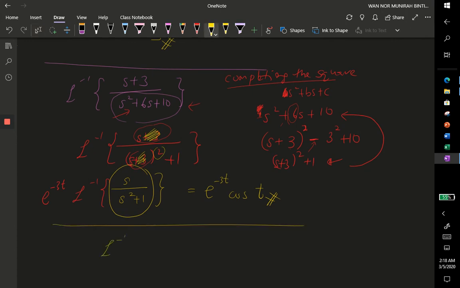Let's try to modify this question a bit. Take the Laplace inverse of s plus 1 over s square plus 6s plus 10. After we do the completing the square, I have s plus 3 square plus 1. Now this a is negative 3. This a is negative 1. So which one do we want to take out? Negative 1 or negative 3? Of course, negative 3.